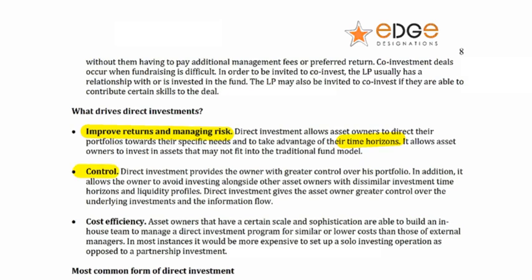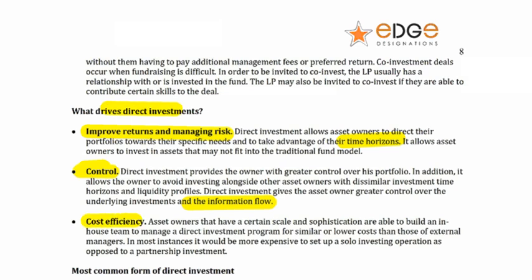Control. Direct investment gives the asset owner greater control over their portfolio. It also gives the asset owner more control over the underlying investments, as well as the information flow. Remember the word we used a little bit earlier for a typical fund? That there is information asymmetries. In other words, the limited partner does not have a lot of information. He may wish to have more information, therefore he might decide to go for a direct investment.